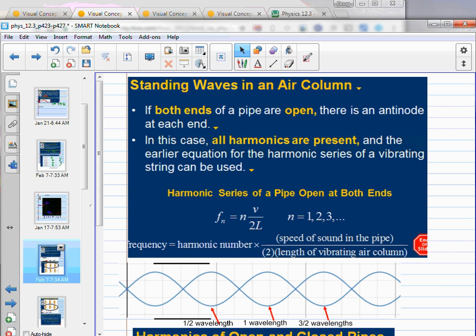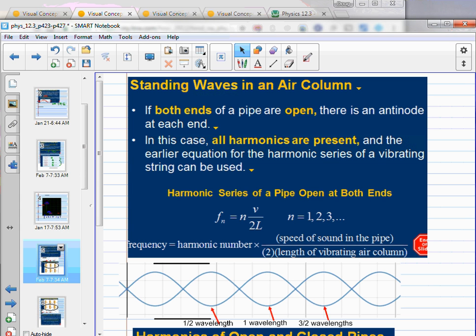Air columns can have standing waves. Now your voice is kind of like a string. You have vocal cords that are vibrating, so it's kind of like a string, but it's also captured inside a tube, an air column in your throat. So, standing waves in an air column.